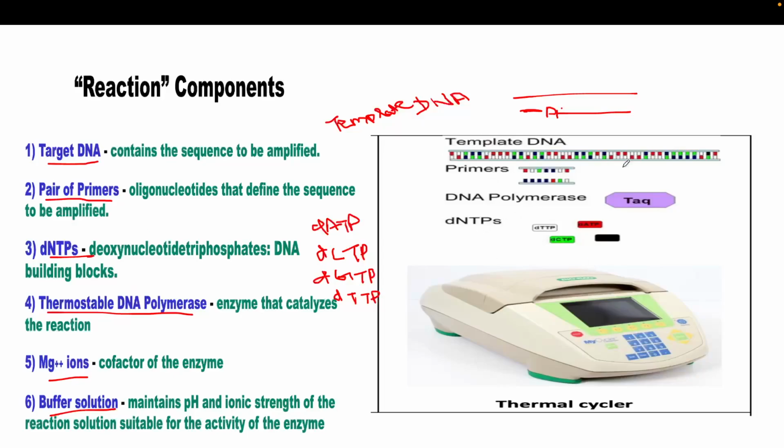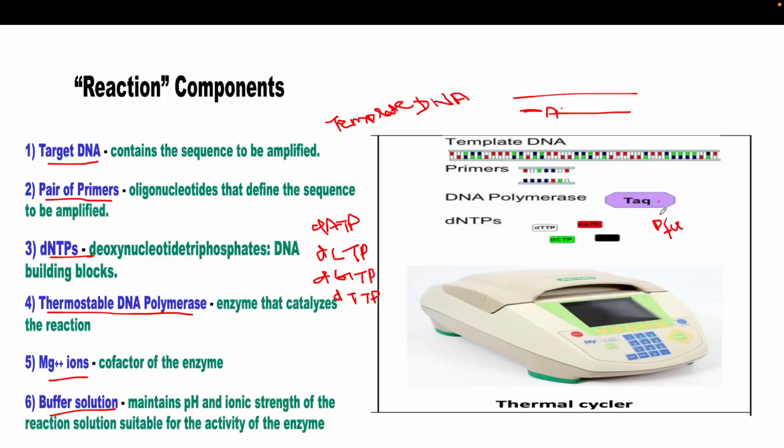Okay, so here this is the template DNA, which you want to amplify. Okay, and the complementary primers are also there. Then you require one DNA polymerase, that is Taq. Okay, in routine lab practice we generally use Taq and Pfu. Okay, so Taq is from Thermus aquaticus, and Pfu is from Pyrococcus furiosus. Okay, so these two enzymes are thermostable.